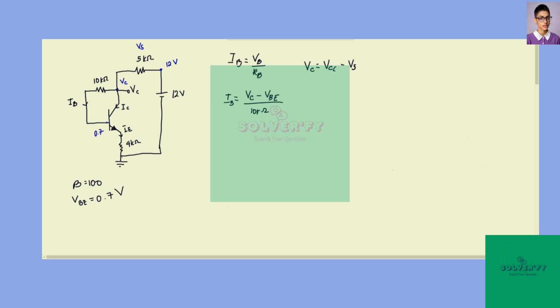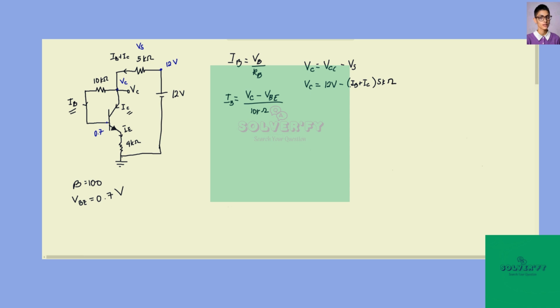Going back to the circuit, if this is IB and this is IC, we know that the current passing through the 5 kilo ohm resistor is just the sum of these two currents, so that is IB plus IC. So the equation now becomes VC, the voltage at node C, is equal to 12 volts minus (IB plus IC) times 5 kilo ohms.